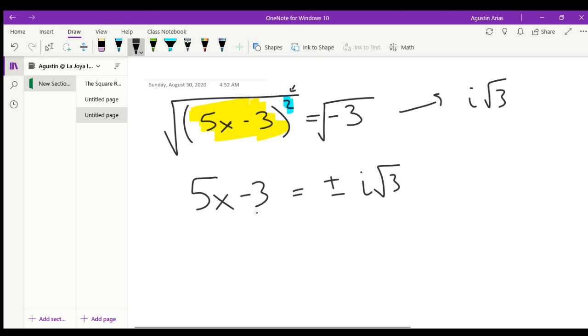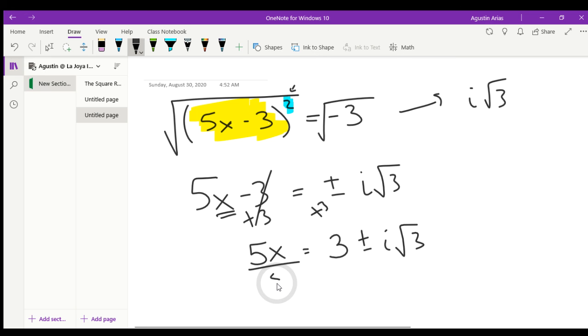Now I've got to solve for x. I've got 5x minus 3. I want to know what this is by itself. So this is a linear equation. I've got to add 3 to both sides. This 3 can stay in the front: 3 plus or minus i square root of 3. So this is gone, and this is just 5x. Then I just have to divide by 5. That'll give the x by itself. All of this gets divided by 5.